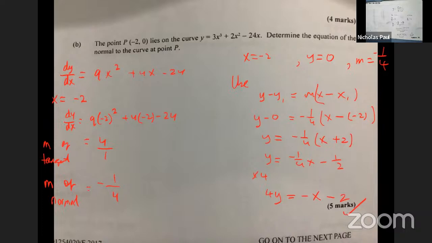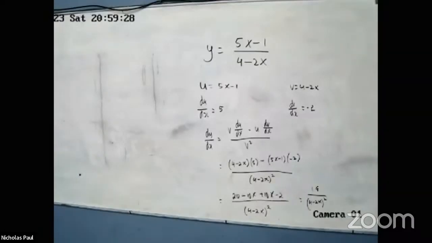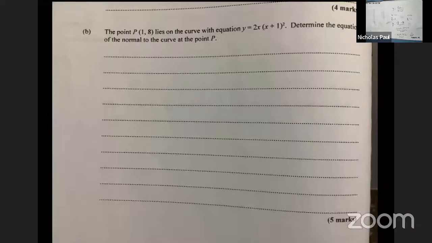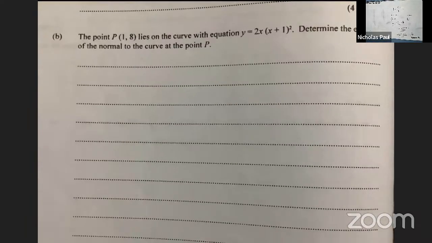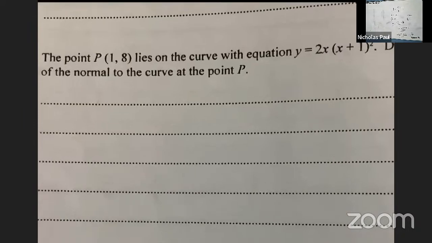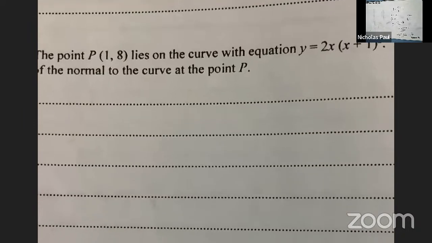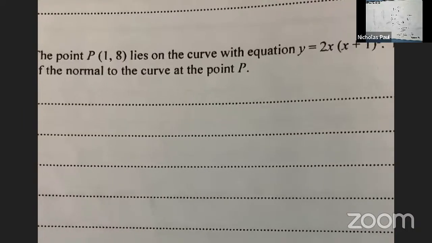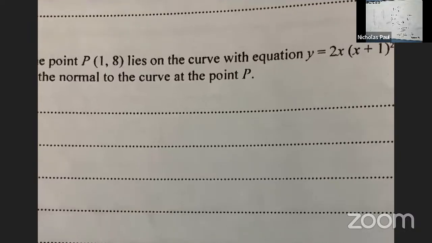This is 2016, right? It's usually 5 marks again, right? Same thing. Try this. Right, for the ones online, just write it down there fast. The point is (1, 8) and the function is 2x times (x plus 1) squared.